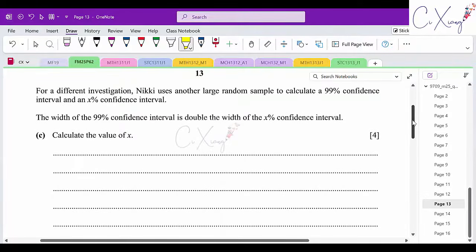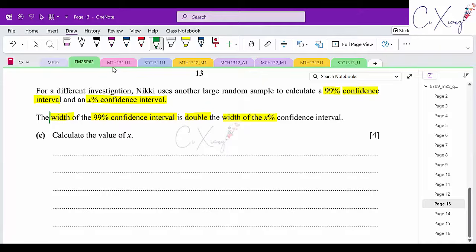Okay, so for part C, now they say for a different investigation, Nikki used another sample to calculate a 99% confidence interval. And also she calculated an X% confidence interval. Then they give you some relationship between the widths, okay? The width of the 99% confidence interval is double the width of the X% one. So calculate the value of the X. All right, so before we start the calculation, I want you to focus on the width of the confidence interval first.